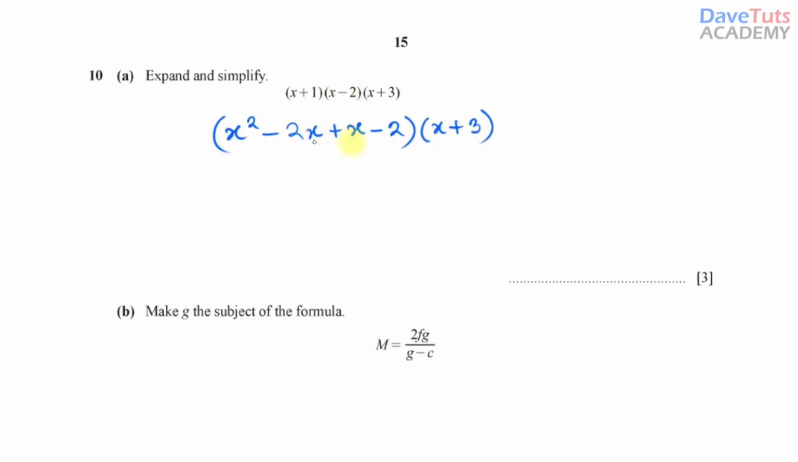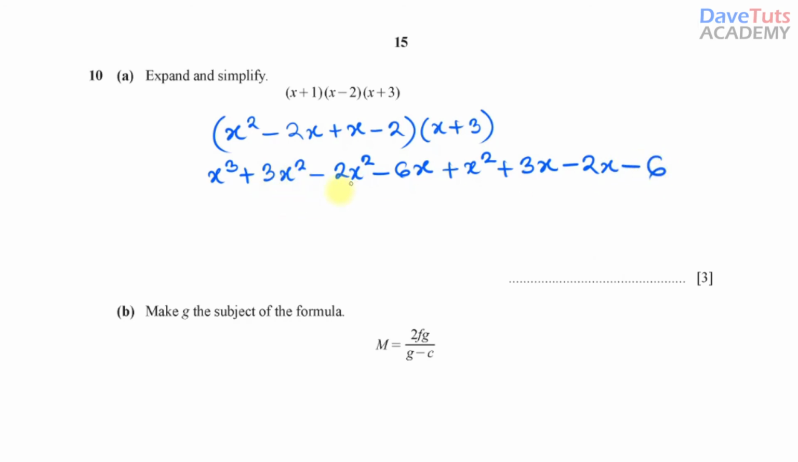That again, x squared multiplied by x, that will be x cubed. x squared multiplied by 3, that will be plus 3x squared. Minus 2x multiplied by x will be minus 2x squared. Minus 2x multiplied by 3 will be minus 6x. Then x multiplied by x, that is x squared. And x multiplied by 3, that will be 3x. Then finally, minus 2 multiplied by x is minus 2x. And minus 2 multiplied by 3 is minus 6.